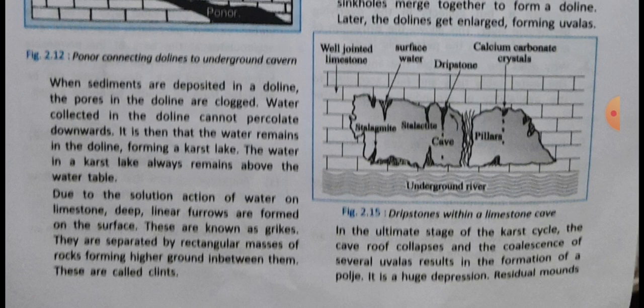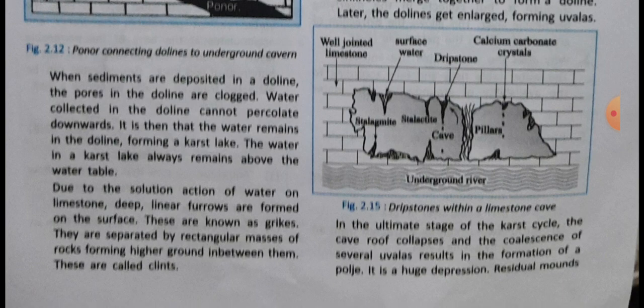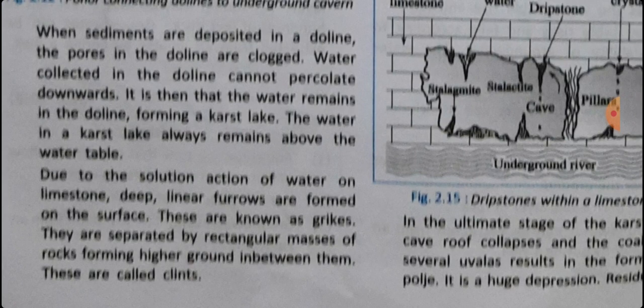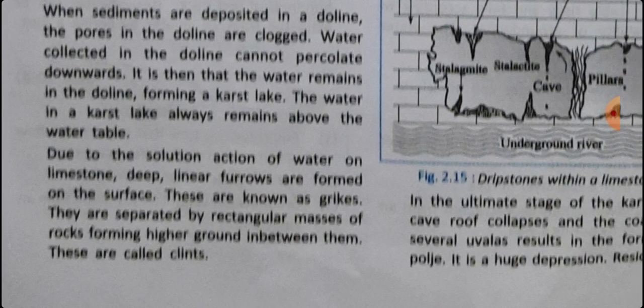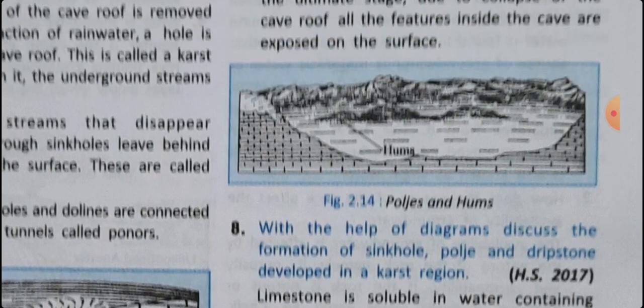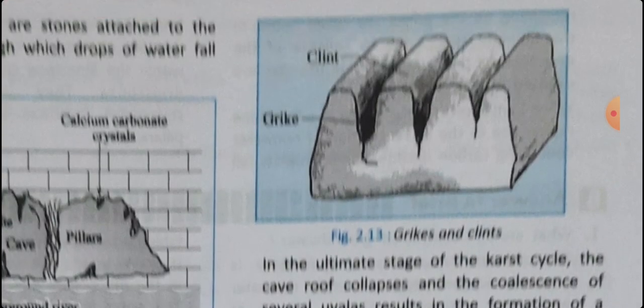When sediments are deposited in a doline, the pores in the doline are clogged. Water collected in the doline cannot percolate downwards. It is then that the water remains in the doline, forming a karst lake. The water in a karst lake always remains above the water table. Due to the solution action of water on limestone, linear furrows are formed on the surface. These are known as grikes. They are separated by rectangular masses of rock, forming higher ground in between them; these are called clints. So here the diagram is given.